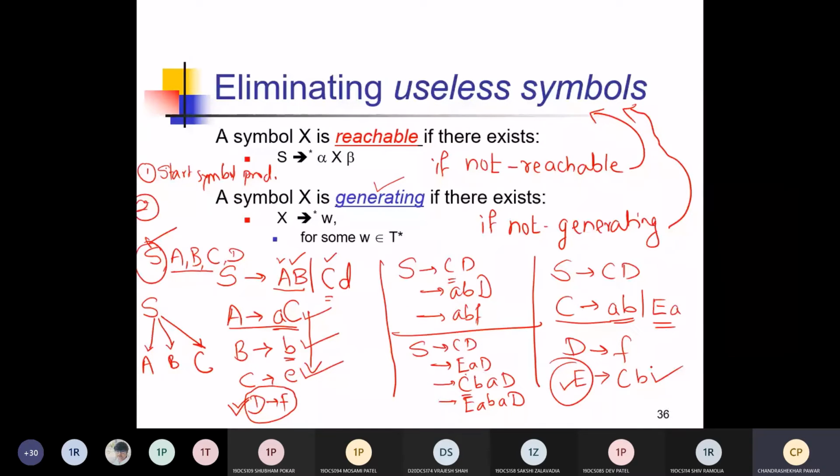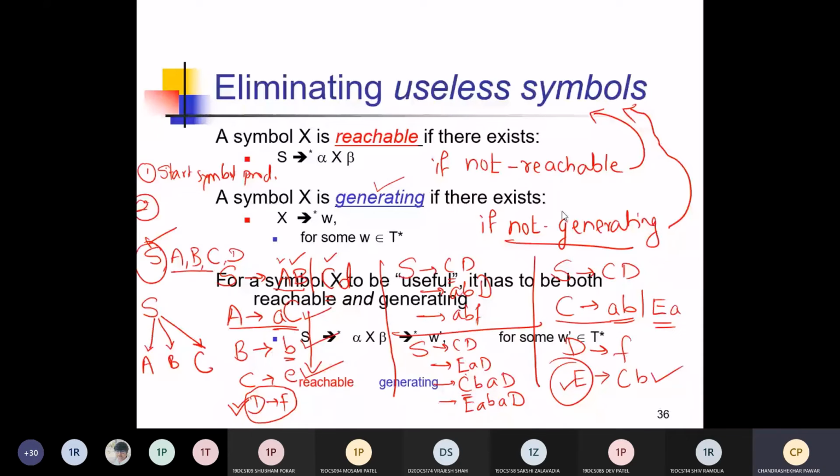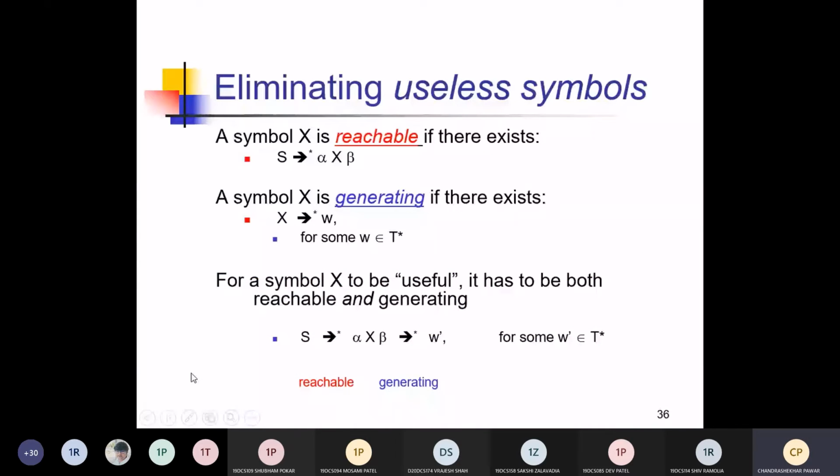Okay, if it is generating only a terminal symbol directly or indirectly, then it is a generating symbol. Otherwise, it is called a not generating non-terminal. Okay, so we will see the examples one by one. If it is generating and reachable both, then it is a useful symbol, otherwise it is a useless symbol.